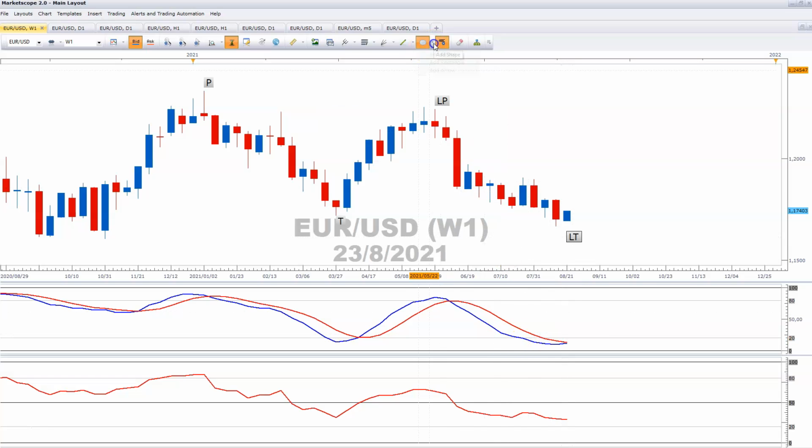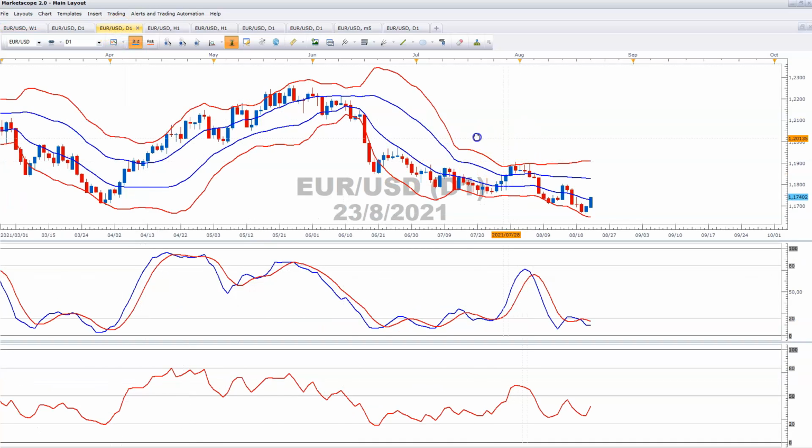You can also see, of course, that the stochastic is in the lower quintile. As long as it stays in that lower quintile, there's likely to be a momentum push downwards, and this on the weekly chart. Let's have a quick look at the daily chart.